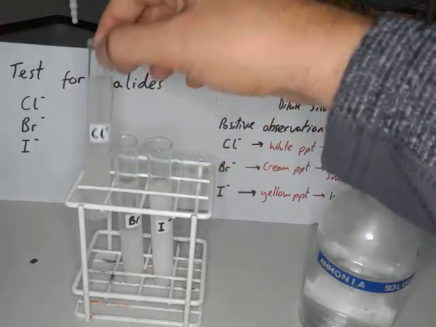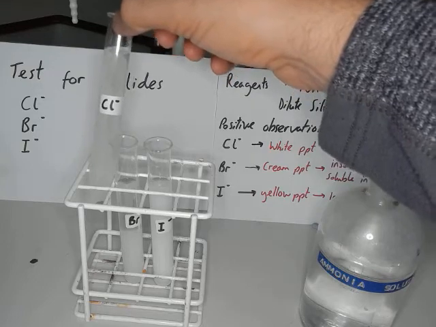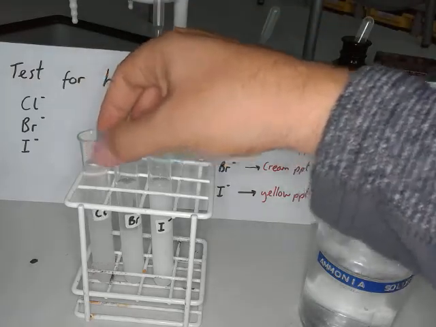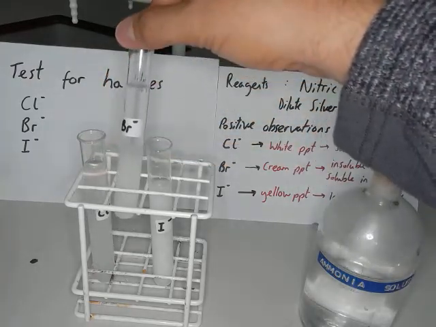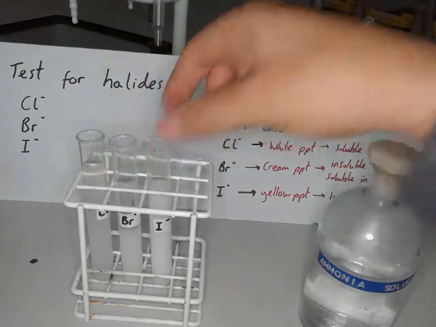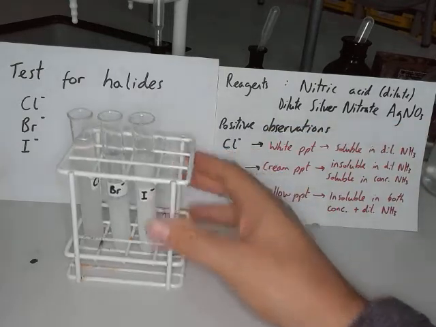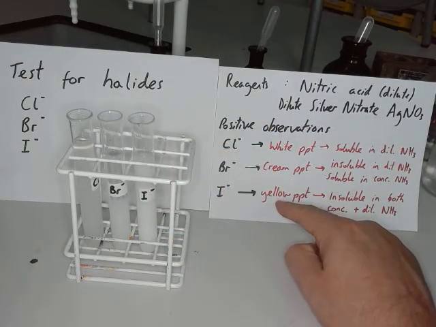Okay, so with the chloride, you can see it's more dissolved now. I dissolved it in dilute ammonia. Okay, you can just about see through that. Bromide did not dissolve in dilute ammonia, but it does start dissolving in concentrated ammonia, and the iodide didn't dissolve in any. So the whole point of those ammonia tests is because those colours are quite hard to differentiate between, especially if you're only doing one.